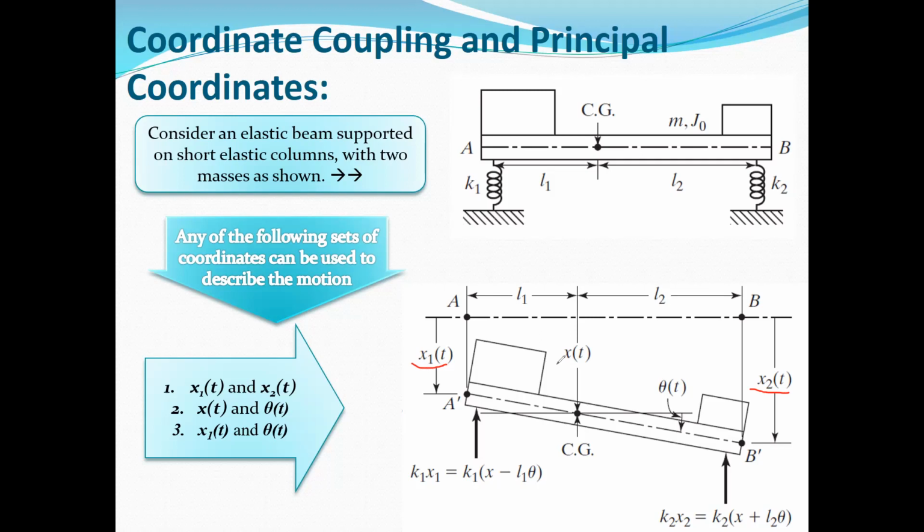Or we can use the coordinates x and theta, where x is the displacement or deflection of the mass center, and theta is the rotation of the bar about the mass center. And this is another set of the coordinate system. Or we can use x1 and theta. For example, here you can see x1, which is again the displacement of point A, and theta is the rotation about the mass center in clockwise direction. Or you can use x2 and theta, and it's up to you.